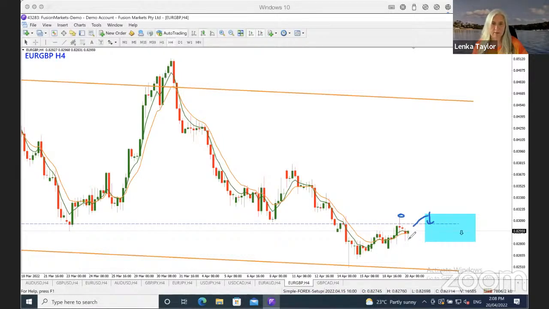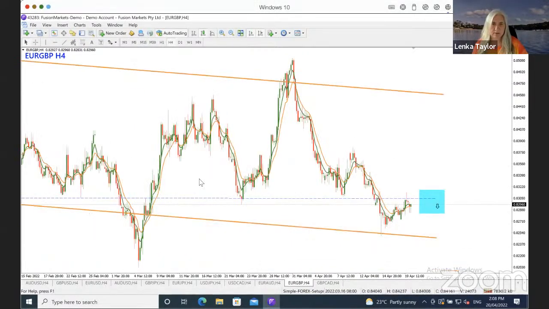If that does not happen and we are back above the little trend line there, then I would be looking for a price to go above, come back, retest, and then looking for long. But at the moment, still looking for short in the near time frame.